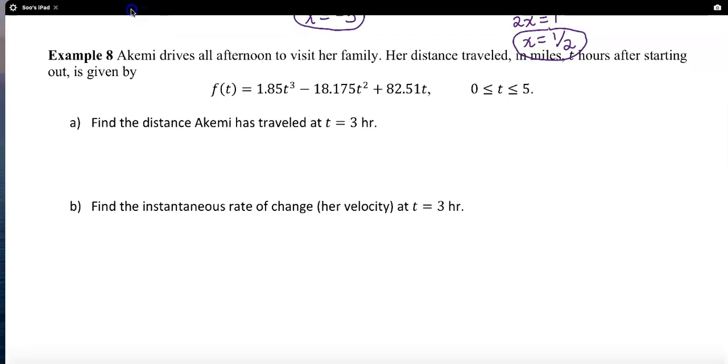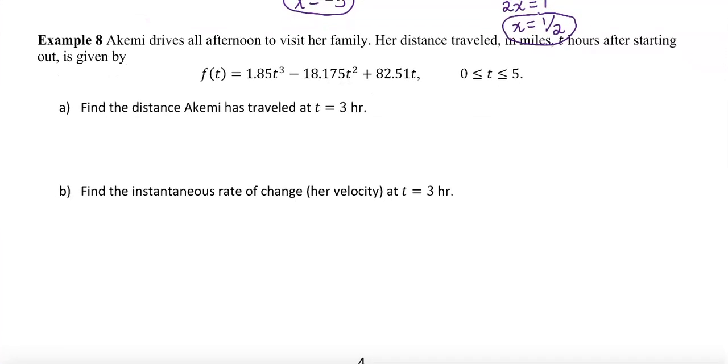The last example, example 8, is a word problem. So let's take a look. Akemi drives all afternoon to visit her family. Her distance traveled, in miles, t hours after starting out is given by this function.